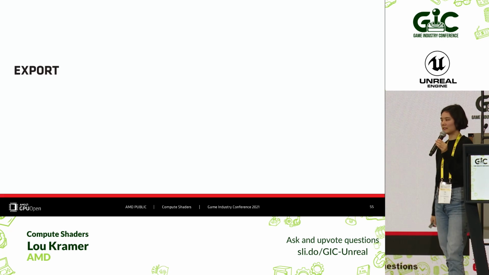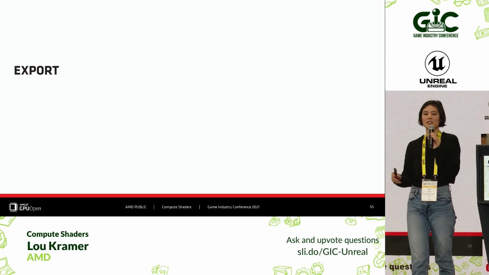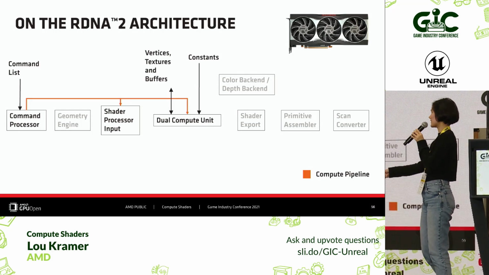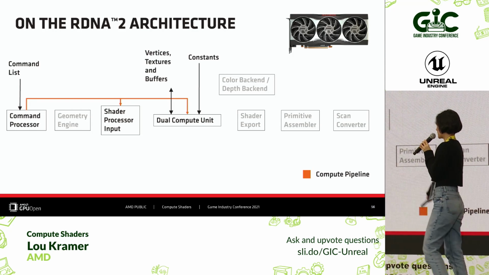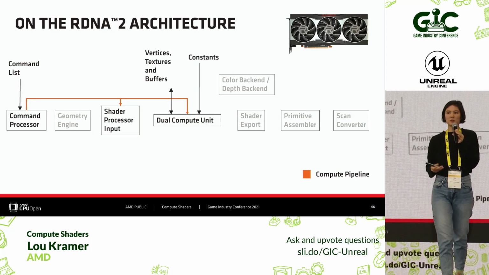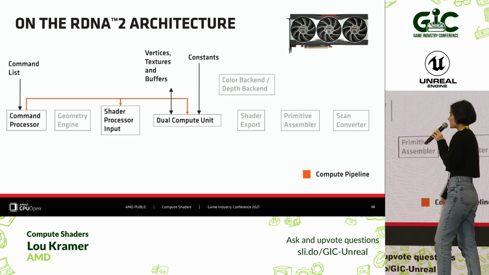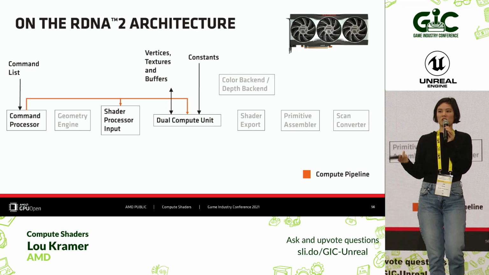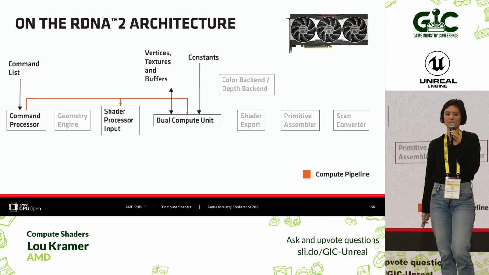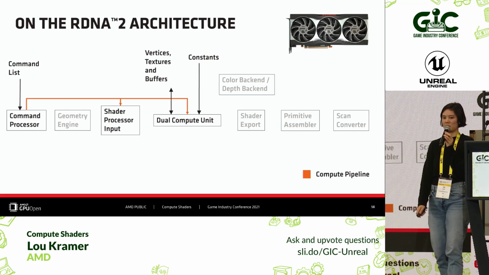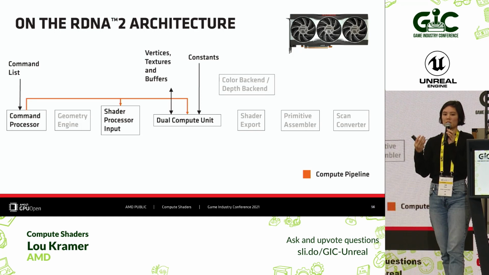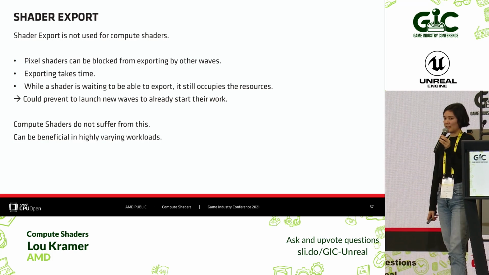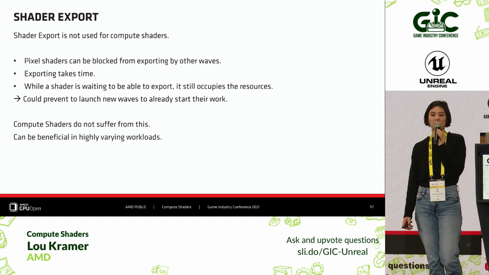Okay, so now it's the last part, and it's about export. Export is actually nothing for compute shaders, because the compute shader is not using the shader export. The shader export is used by vertex shaders and pixel shaders. If you have a vertex shader, the export goes to the primitive assembler. If you have pixel shaders, the shader export will route it to the color backend. Compute shaders don't have shader exports because you write your output directly via UAVs. But this also means that a compute shader cannot be export bound.